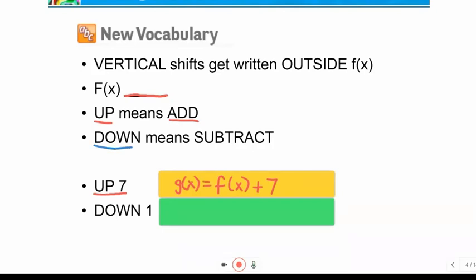If we move it down, we would subtract y values. So same deal. If we're moving down 1, we're going to take our f of x, whatever that function was, and we're going to subtract 1. And again, we have a new function, so we can call that h of x, j of x, whatever we feel like at the moment.